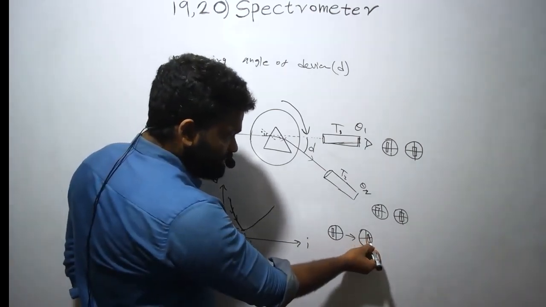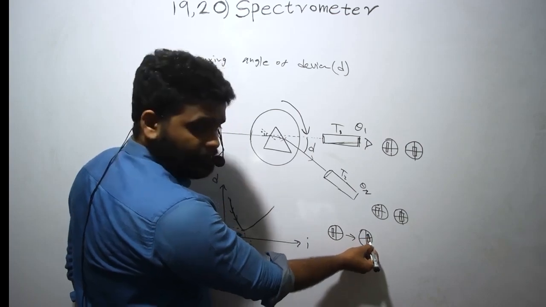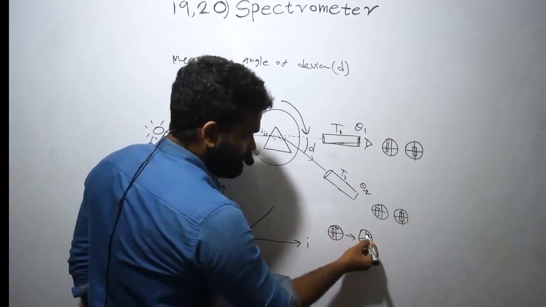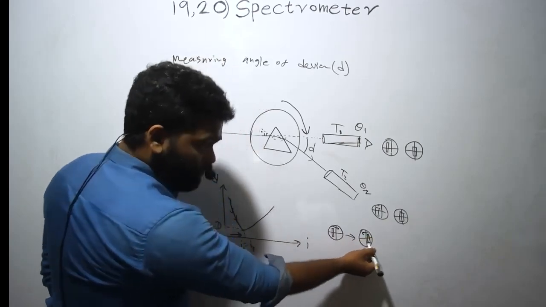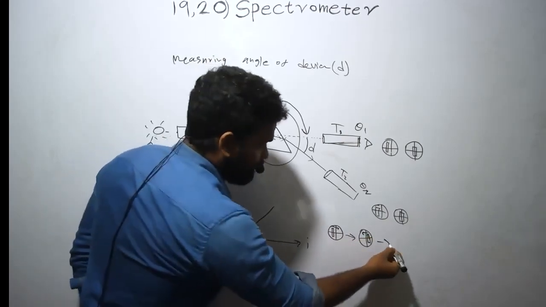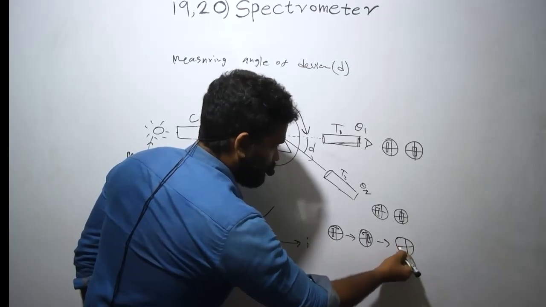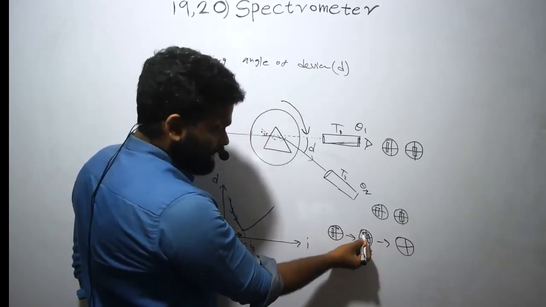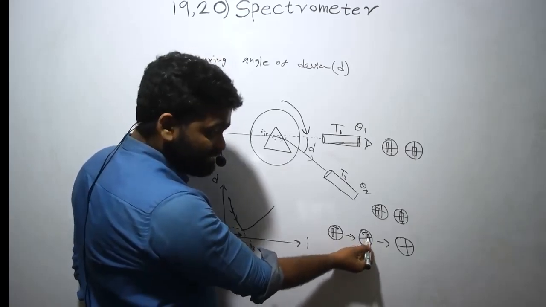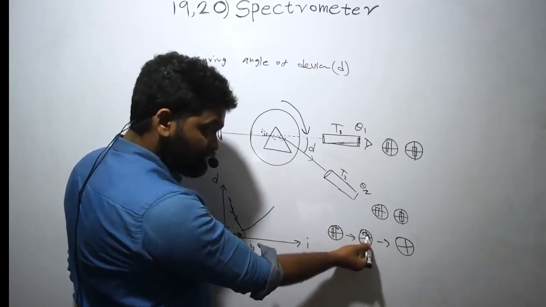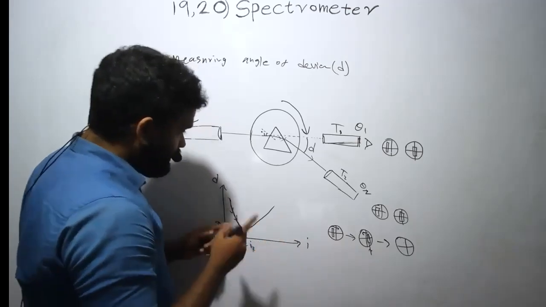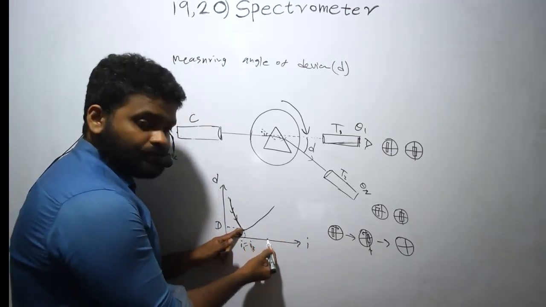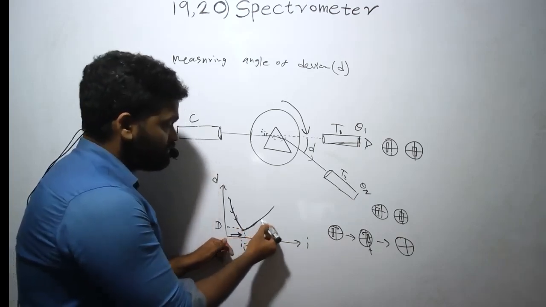Let's say right after this position, the slit starts to move in the opposite direction. You have to identify this position, right? Right after this position, the image of the slit starts to move to the opposite direction. Why is that? After this point, further increase of I causes D to increase now.